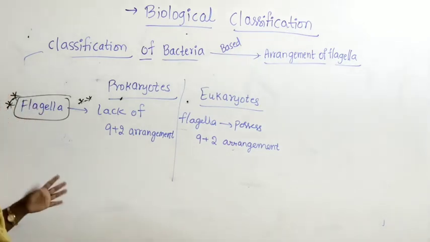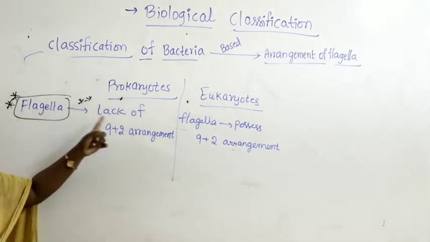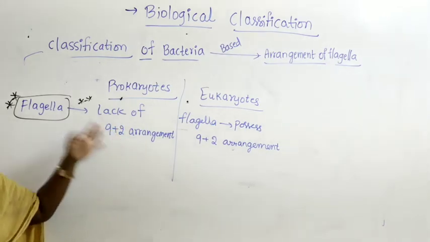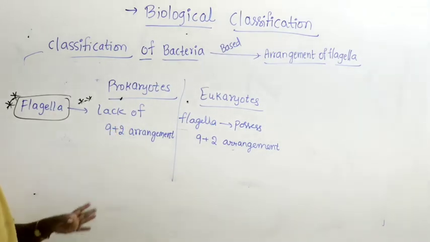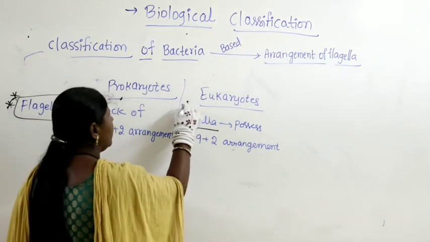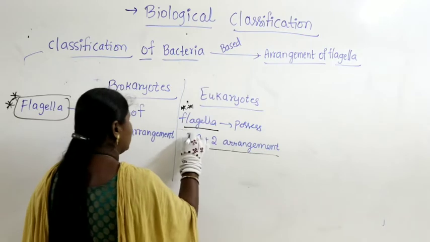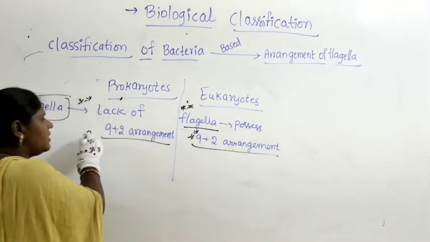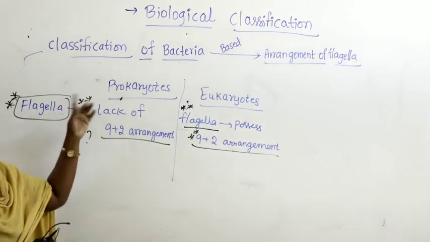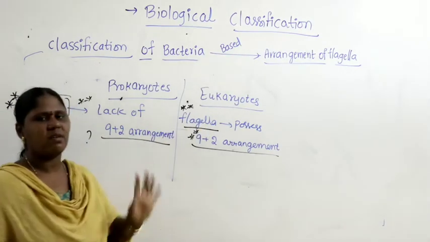How does the arrangement differ here? Flagella is present in prokaryotes, but here it lacks the 9+2 arrangement. Whereas in eukaryotes, flagella contain a 9+2 arrangement. So, what is this 9+2 arrangement which is absent in prokaryotic flagella but present in eukaryotic flagella?